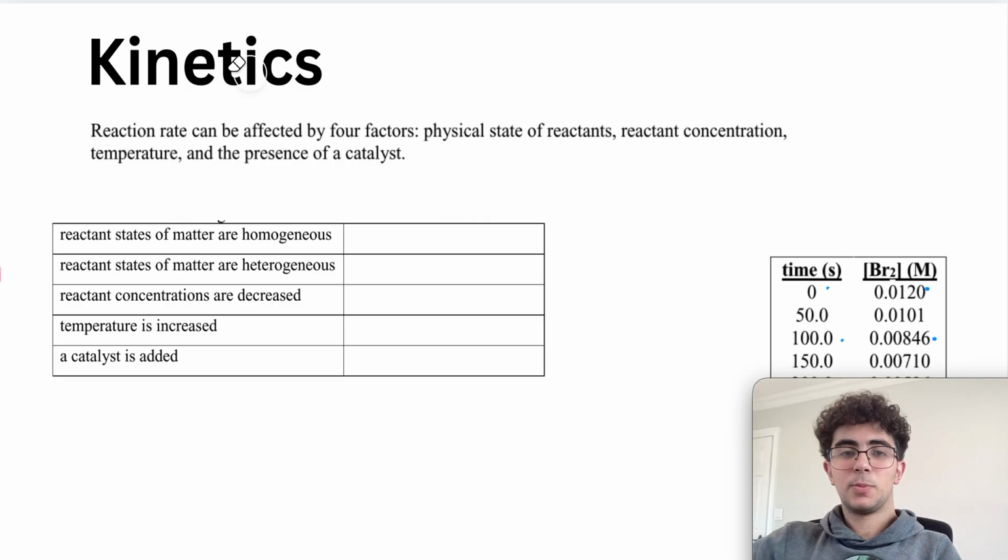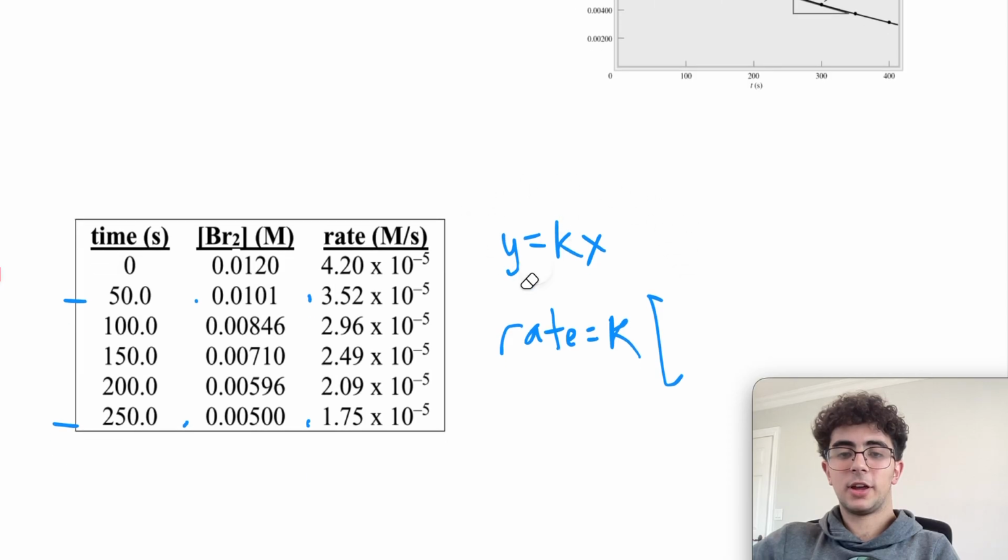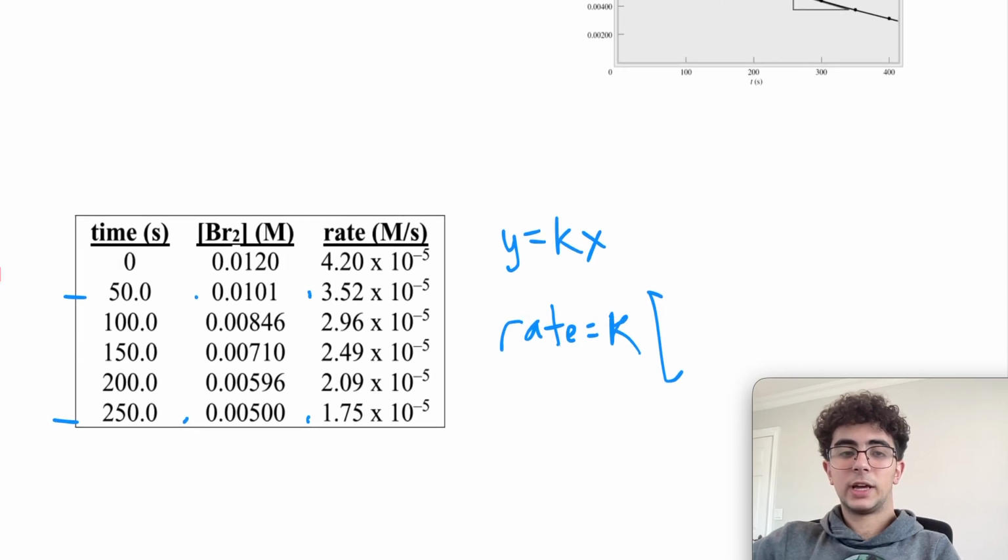We're going to continue our discussion on kinetics. Last video we had an intro. You should probably see that if you haven't already. Towards the end of our last video, we saw how the instantaneous rate in this case was proportional to Br2 to the power of 1. Now we're going to see how we determine if it's to a different power.